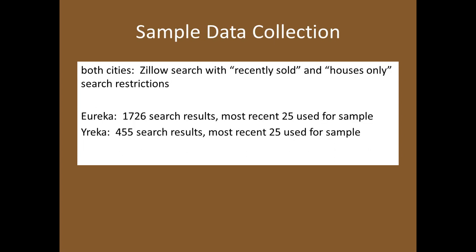Explaining where the sample data came from, for both cities, it's a Zillow search where I changed a couple of the filters to be recently sold only and then houses only, no condos or anything like that. And then for both of them, there were a lot of search results, so in each case I just used the most recent 25.